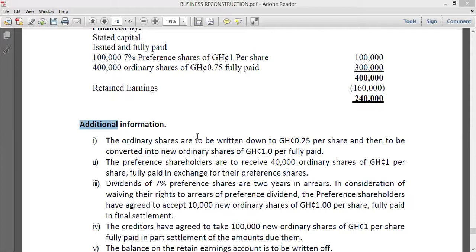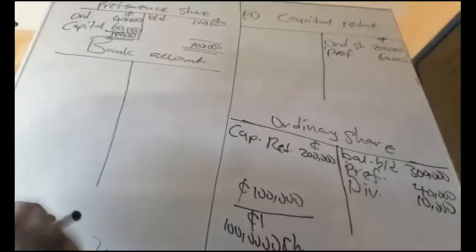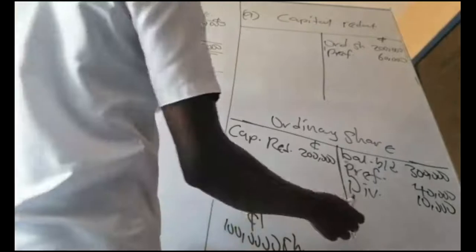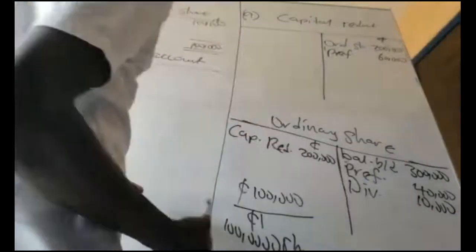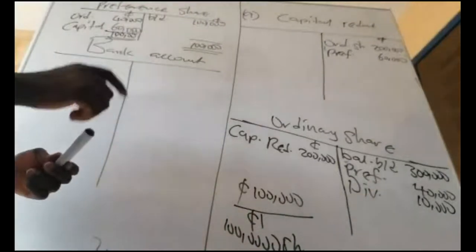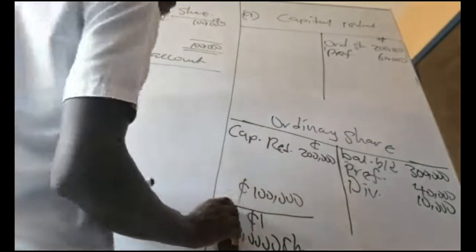So you call it dividend in arrears. It's moving from dividend in arrears. Dividend in arrears, 10,000 Ghana cedis. Good. Oh, sorry. The board is not here. Let me go to the board. So you write dividend because we have cancelled their dividend and are giving them shares equivalent to 10,000. Meanwhile, the dividend in arrears is not 10,000.